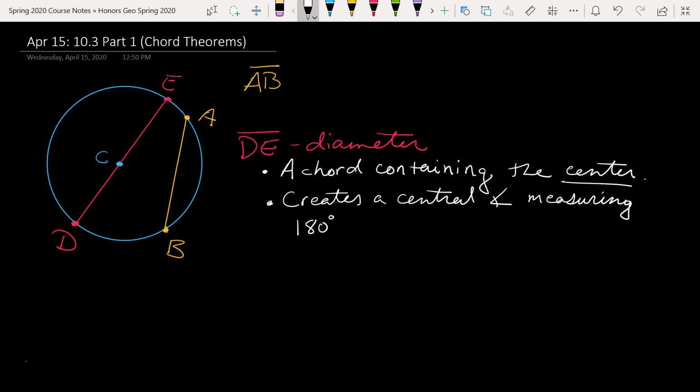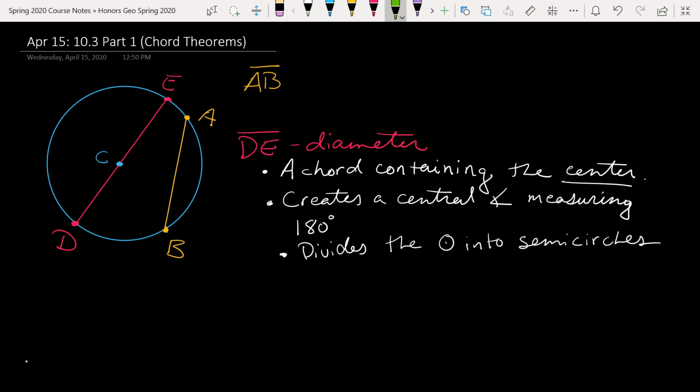In an earlier video, I asked the question, what's the one type of central angle that does not divide a circle into a major and a minor arc? Well, we found it, any diameter. Since its central angle measures 180 degrees, it divides the circle into two congruent arcs. Each of those arcs measures 180 degrees. So it divides the circle into semicircles.